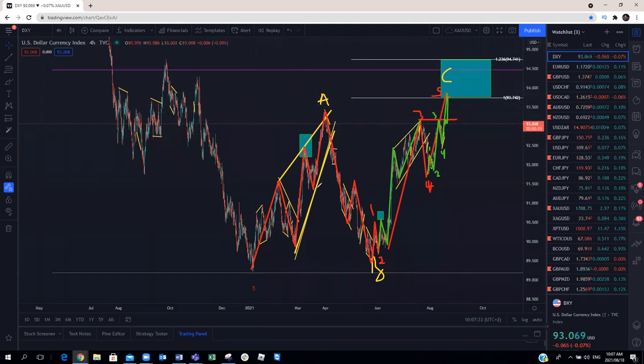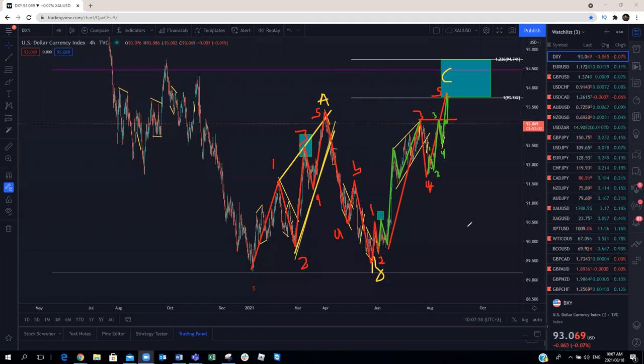Now on the diagonal, we can have the same thing. This 1, 2, 3, 4, 5 that you see in red is exactly the same degree as this 1, 2, 3, 4, 5 that we see on the DXY. Then we've got the ABC here, which will be in the lower degree, ABC as well. Now 1, 2, 3, 4, 5 here. We also have a diagonal here in this degree.